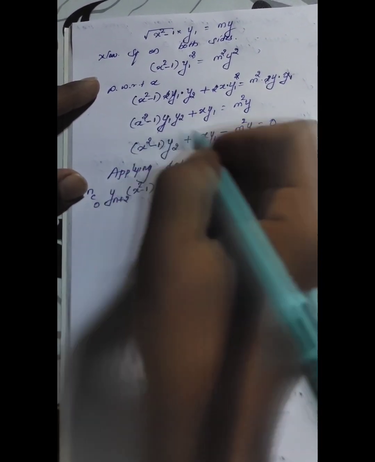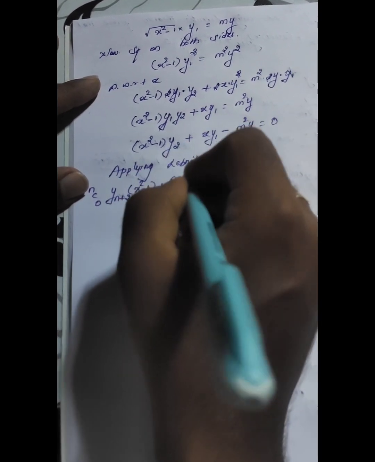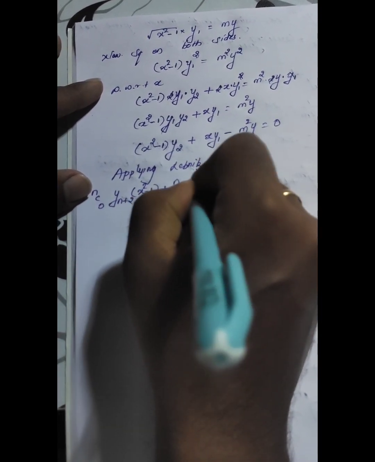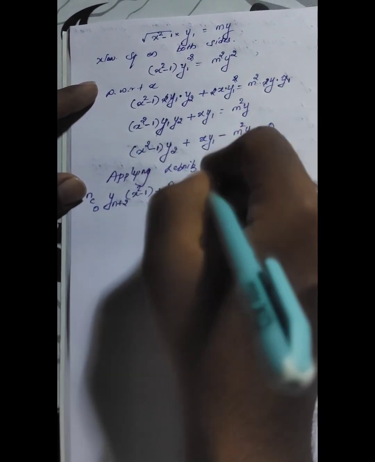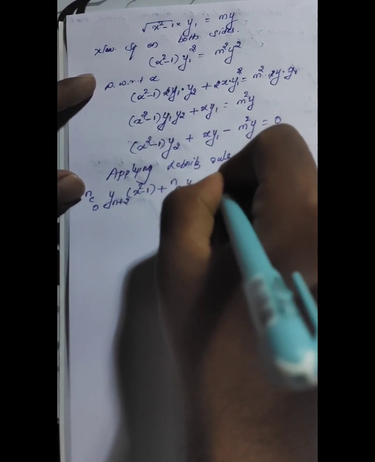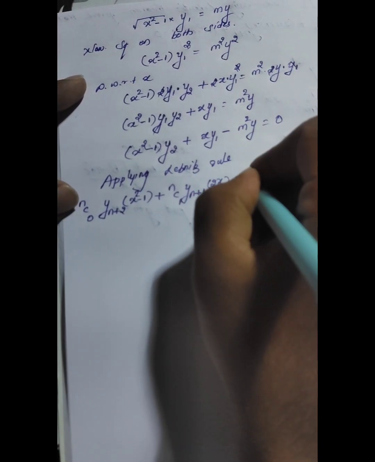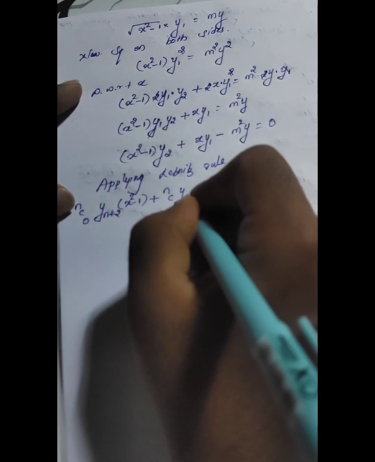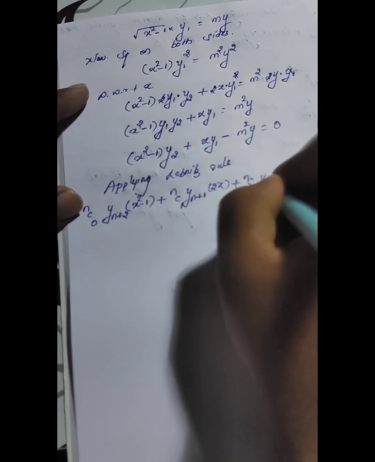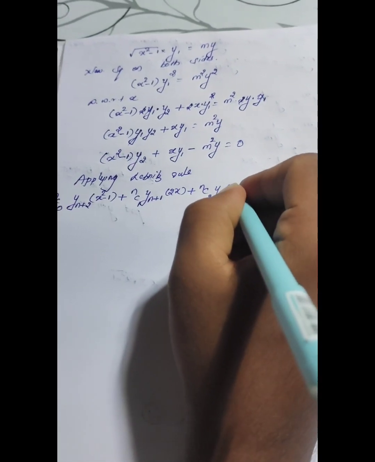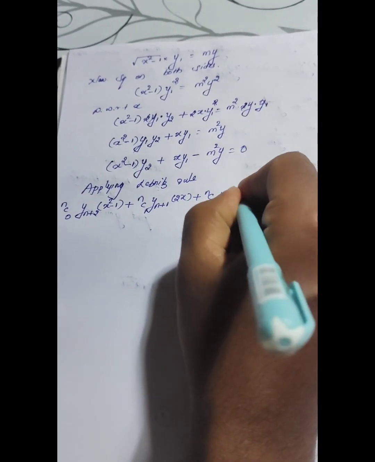So take the n-1th derivative of y2, so that will become yn+1 into the derivative of x square minus 1. X square minus 1 derivative is 2x plus nc2. This will become yn+2, so now it will become yn. So yn into the derivative of 2x will be 2.